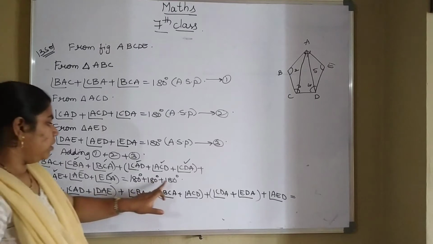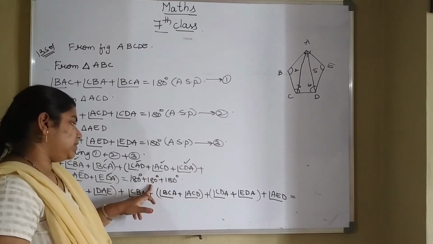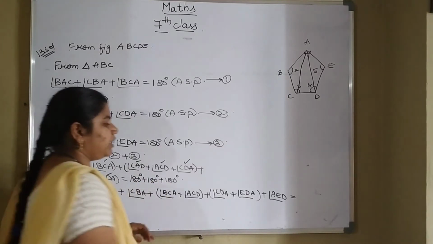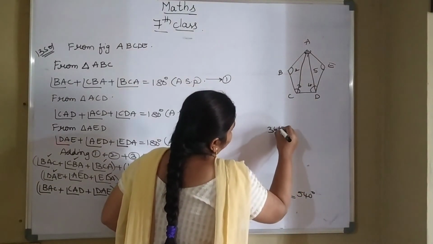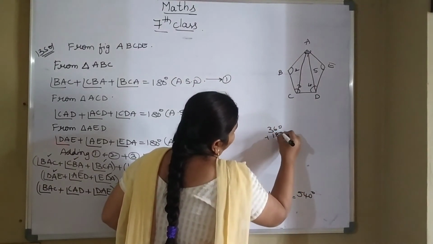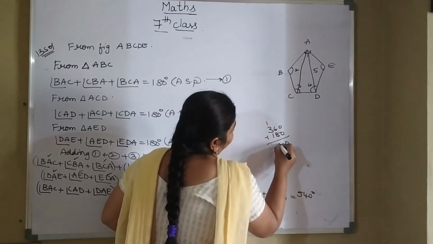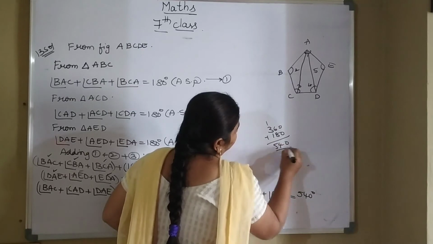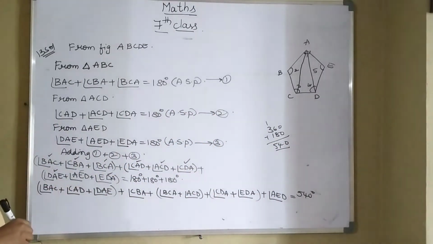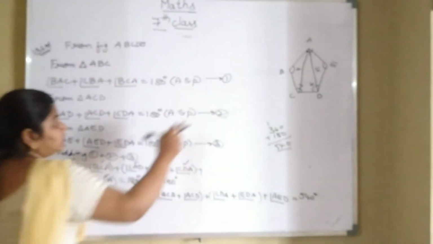Next, add all this. 180 plus 180 is 360. 360 plus 180 is 540. Okay.